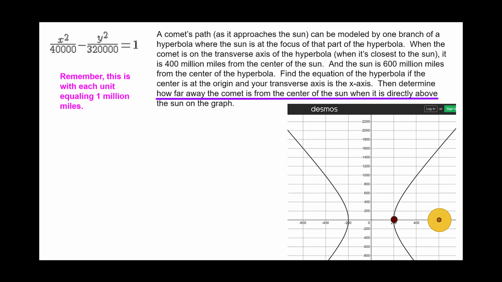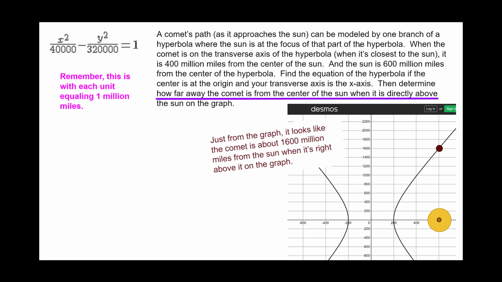There's an exact picture based on our equation, and what we want is the comet to move right above the sun on the graph. So we want to know what the distance between the center of the sun and that comet is. It looks like it's about 1,600 million, right? It looks like this length from the comet to the sun is 1,600.